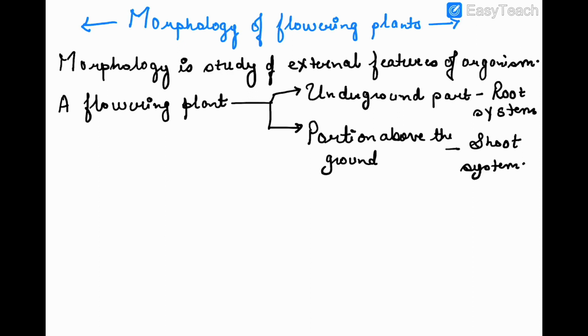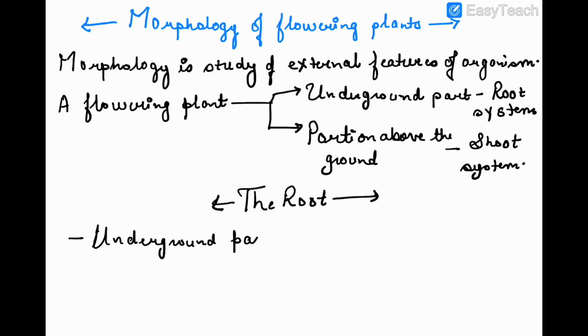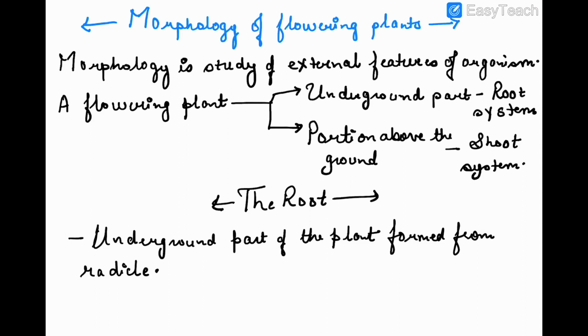Now first of all, let us talk about the root. The root is the underground part of the plant formed from the radicle. The root is formed from the radicle portion of the embryo.